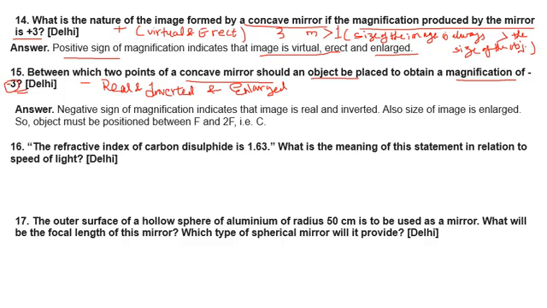So in this case I should get a real, inverted and enlarged image, and we know that in the last slide we have seen that if the object is placed between the center of curvature C and the focus F, I'll get the image beyond C, and the image is enlarged. It is almost double the size of the object. So this is the answer for this question.